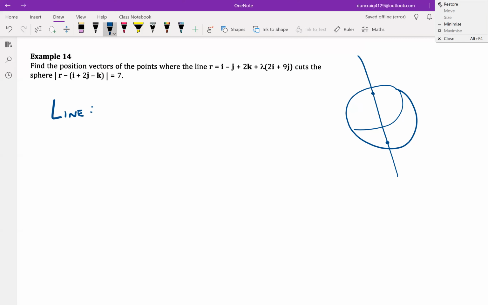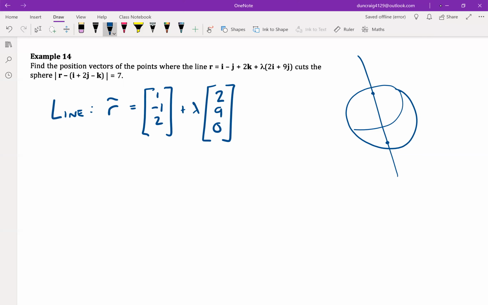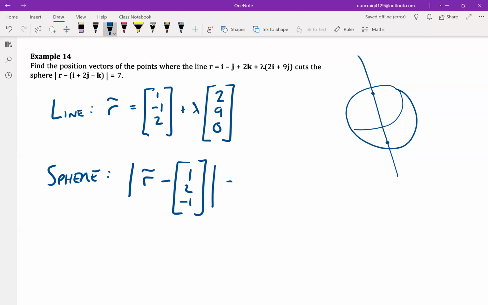So let's write out the things that we've got here. Our line, its position is equal to (1, -1, 2) plus some lambda amount of (2, 9, 0). Now there's no k, so that must mean it's equal to 0. And then for our sphere, our equation is going to be the absolute value of r take (1, 2, -1) equal to 7. So we've got our two equations there, and we want to find where the line cuts the sphere.